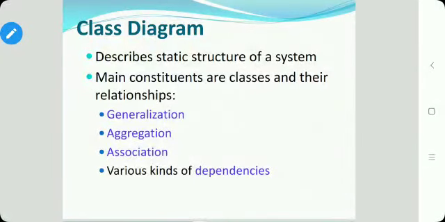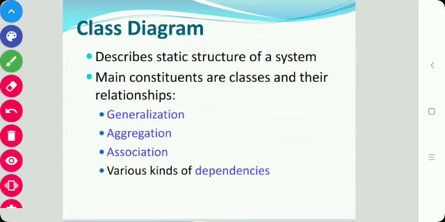Dear student, today we will see class diagram. So class diagram describes the static structure of a system. It shows how a system is structured rather than how it behaves. The static structure of a system consists of a number of classes and their dependencies. So it consists of classes and their relationships. The relationship may be generalization, aggregation, association, and a number of relationships are there between the classes.